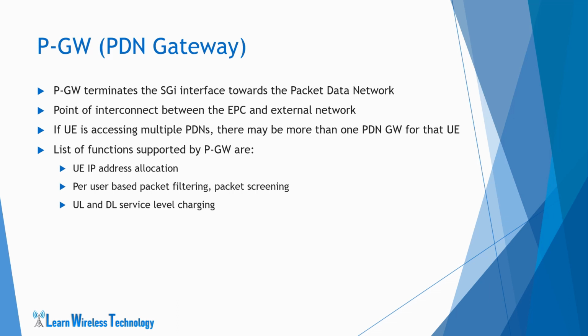PDN gateway also supports uplink and downlink service level charging. Based on the services that the UV is subscribed to and the uplink and downlink traffic transferred for a particular service, the UV is charged and reported by the PDN gateway.